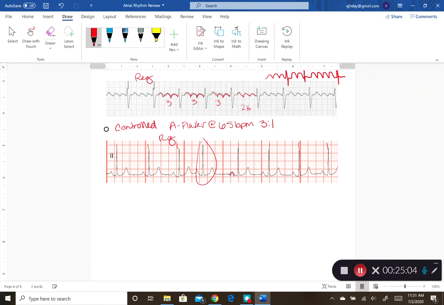So I have a P wave for every QRS complex. My P waves are all upright. I have one for every QRS. My PR interval looks normal. It's within that 0.12 to 0.2 seconds. And all of my QRSs are narrow. Very narrow, actually, only about one block. So my underlying rhythm here is going to be a sinus rhythm.